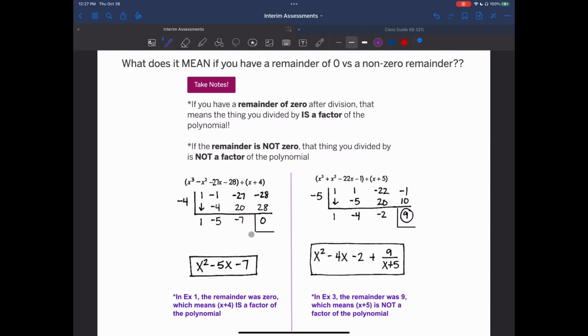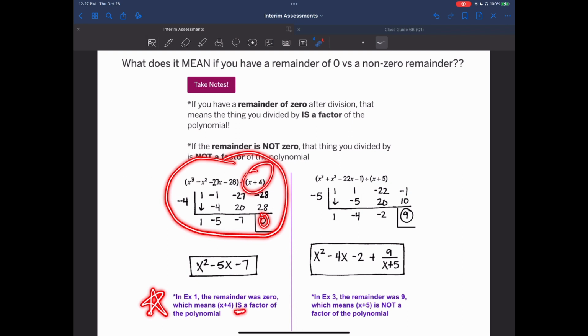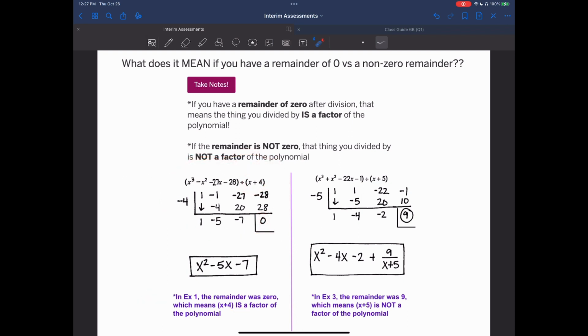Okay, you can take a look at these two examples we had here. These are ones that we did. So this one, we got a remainder of 0. And like it says right here, that means that x plus 4 is a factor of the polynomial, remainder 0. And then we talked about how this one, the x plus 5, would not be a factor.